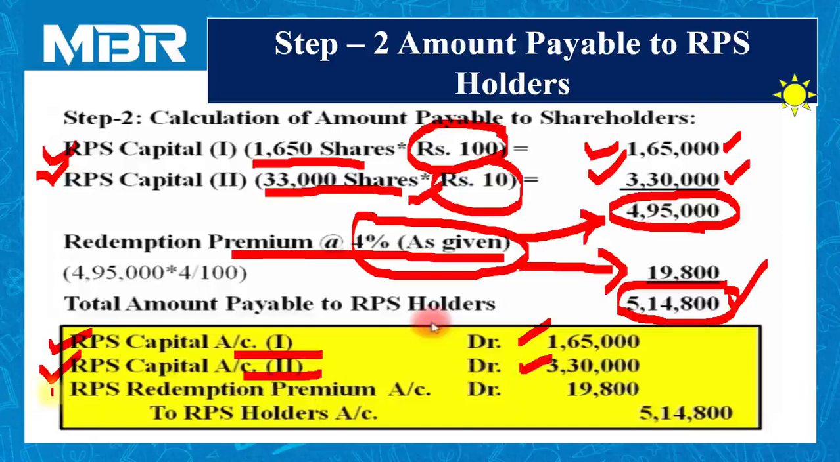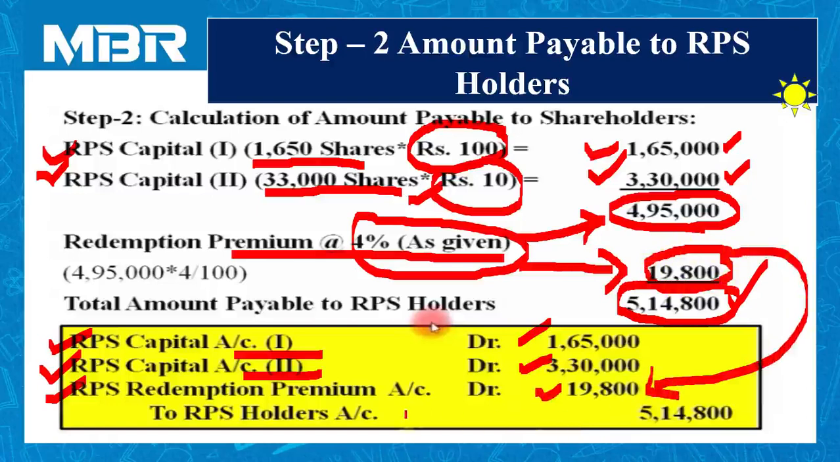RPS redemption premium account debited 19,800. We have completed calculation of this 19,800 just a few minutes ago. To RPS holders account credited 5,14,800 payable to RPS holders. So in this way you can calculate total amount payable to RPS holders of the company, including 4% redemption premium as mentioned in additional information.